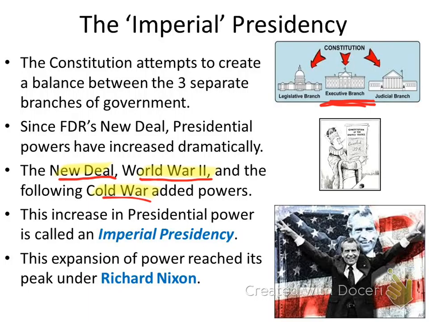Our next bullet, the increase in presidential power is often referred to as an imperial presidency. I have some problems with my drawing board. See if I can get that reloaded.